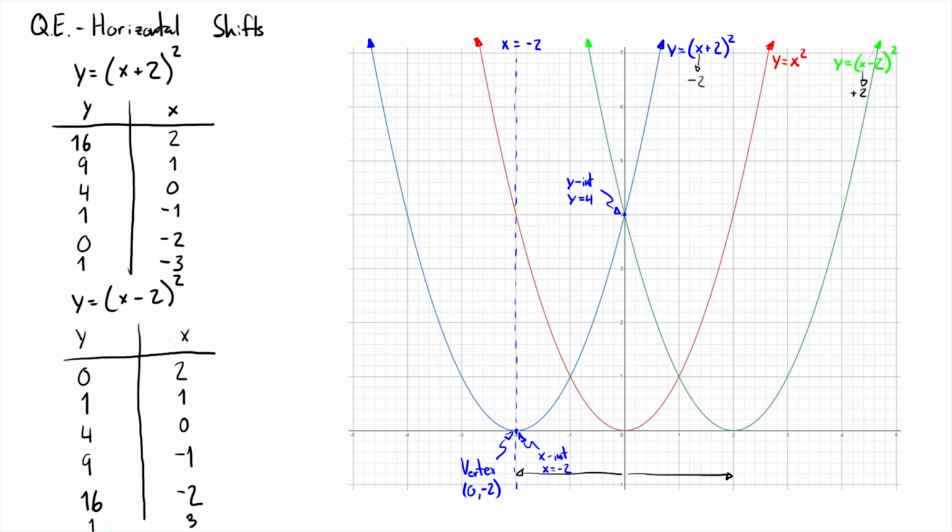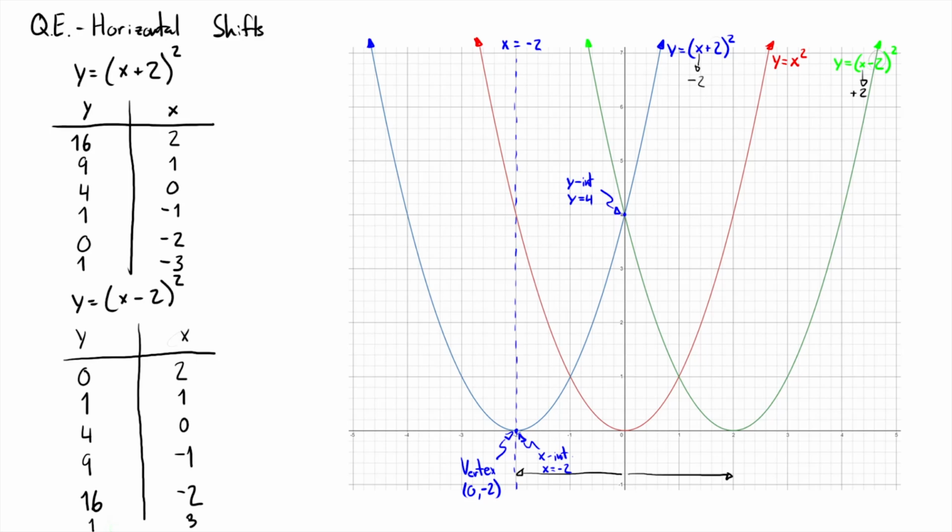Well, we could just go to our equation, y equals x plus 2 squared, and we could say, okay, where is x equal to 0? Because where x is equal to 0, that's where the y-axis is. Okay, so we're going to set x equal to 0, and we're going to see what we get. We're going to get 0 plus 2. 0 plus 2 is 2, and 2 squared is 4. So we're going to get y equals 4. Okay, that's our y-intercept. Pretty simple.